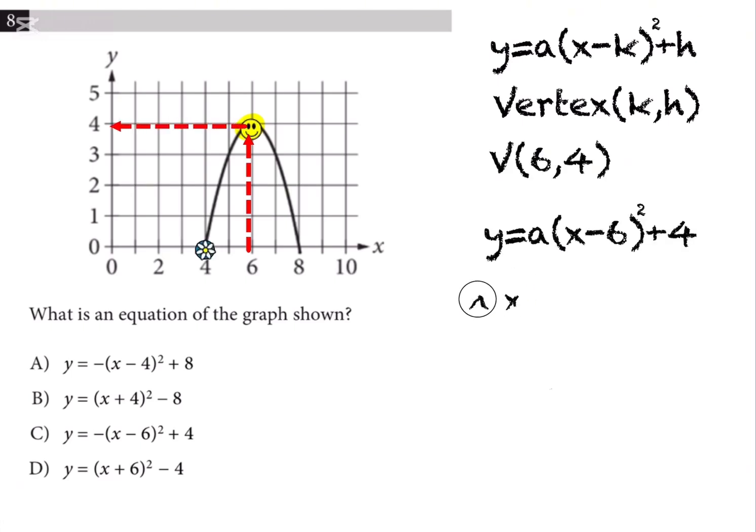Now, we only need to find the coefficient of the parentheses. To do this, we can use one of the parabola's roots.